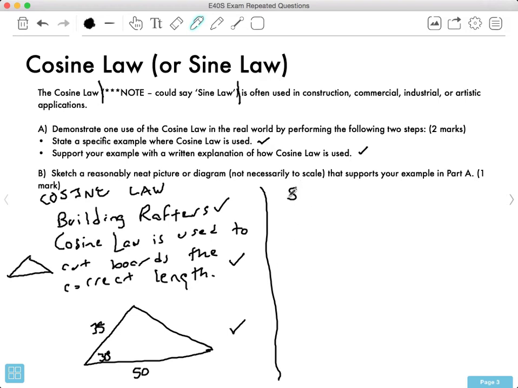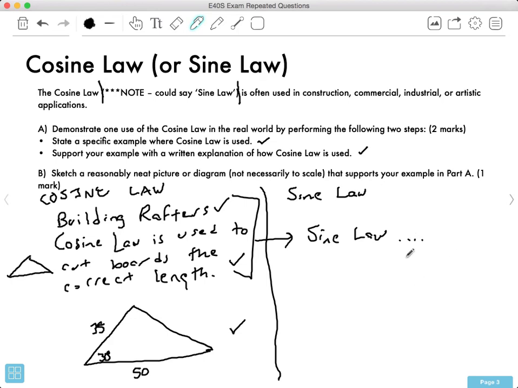If the question said sine law, this text part would be exactly the same, except of course you would say sine law instead of cosine law. The rest would be the same.